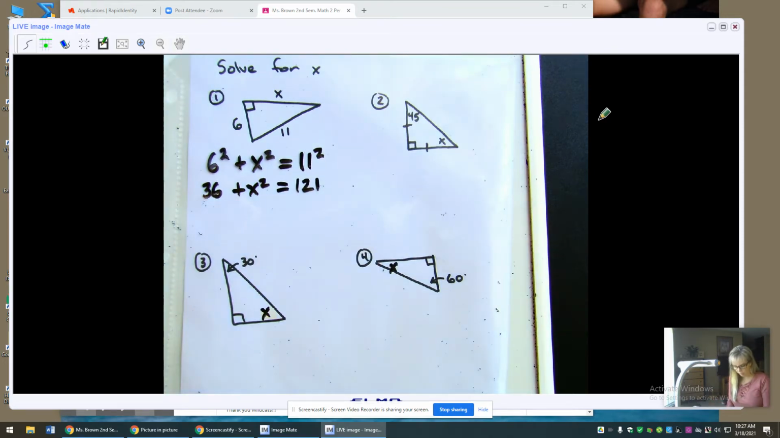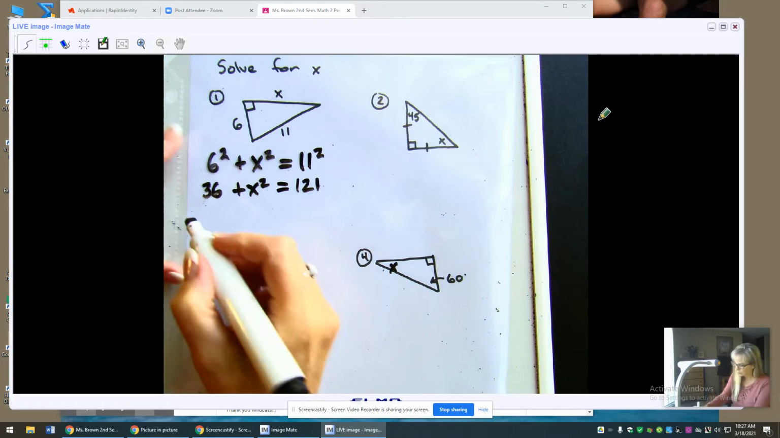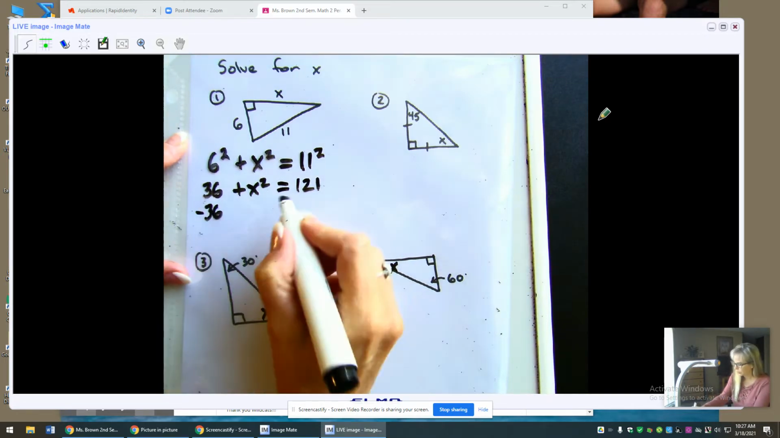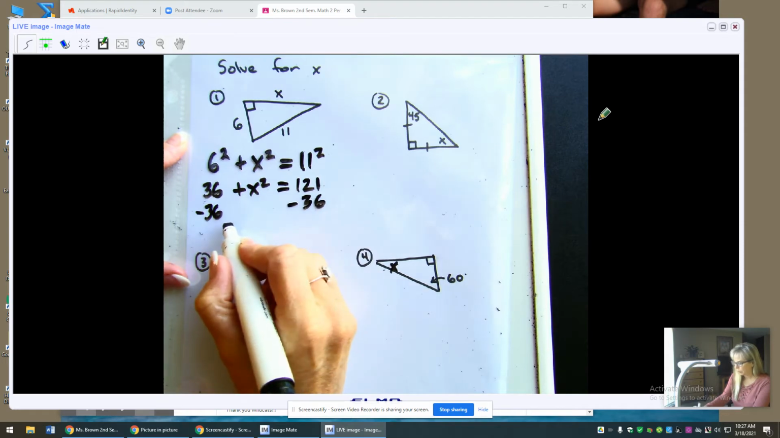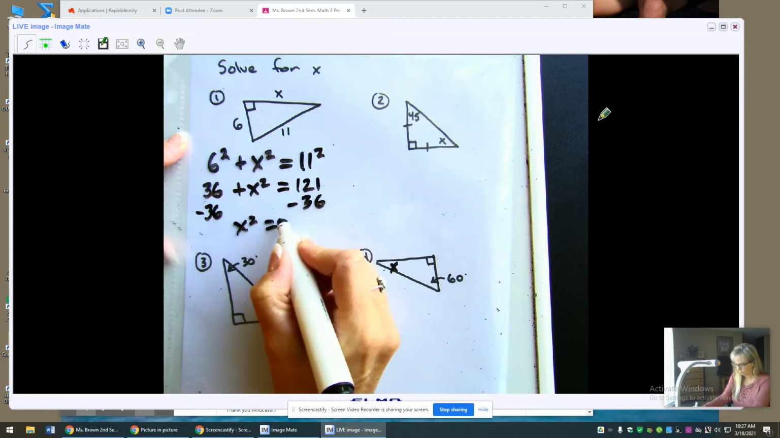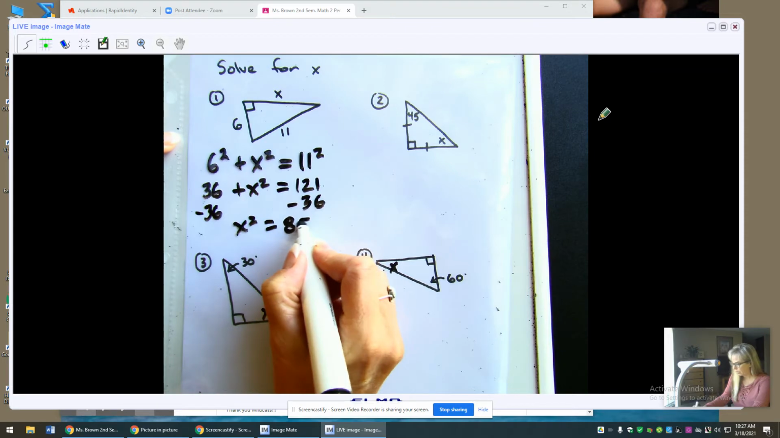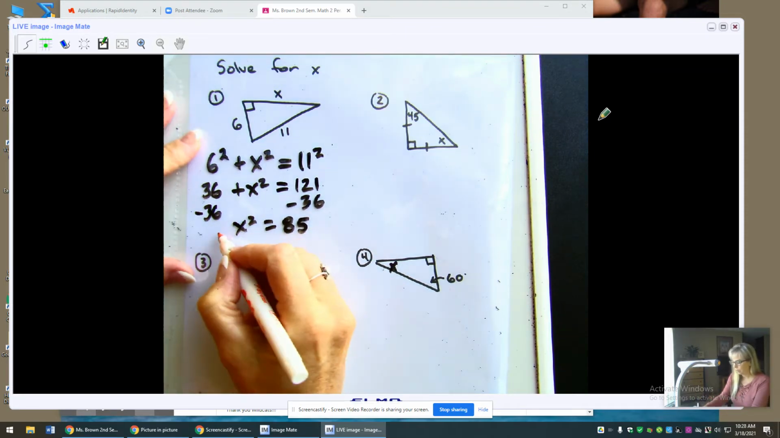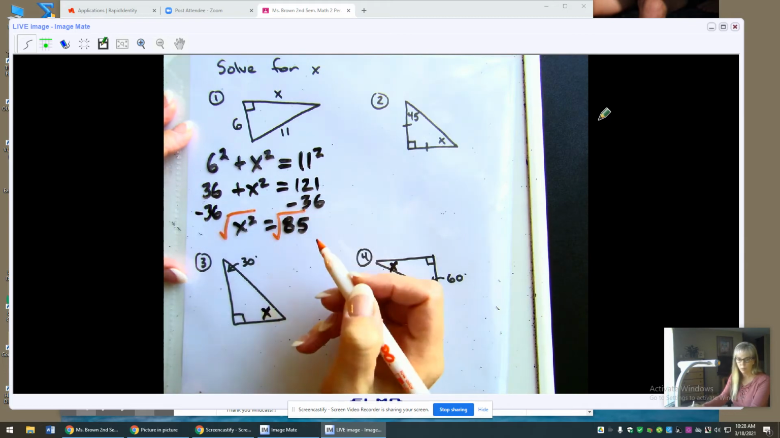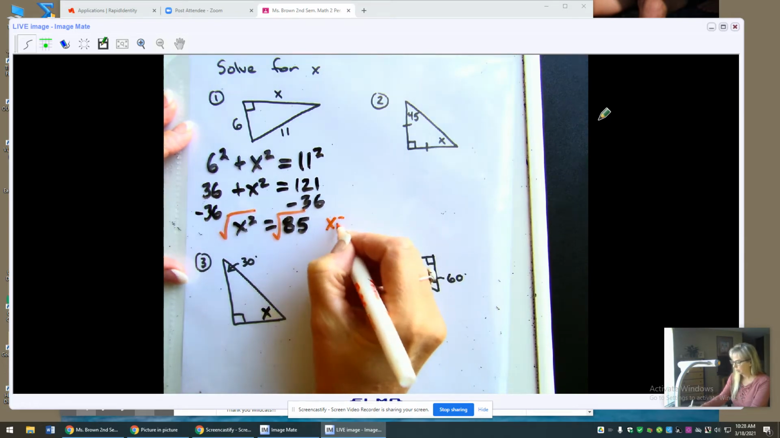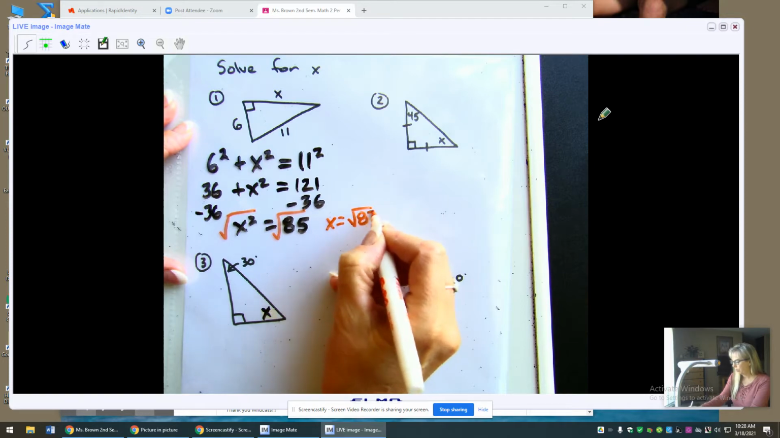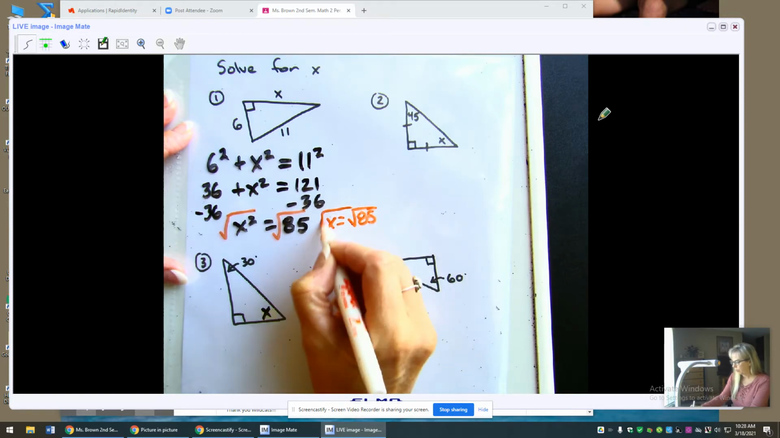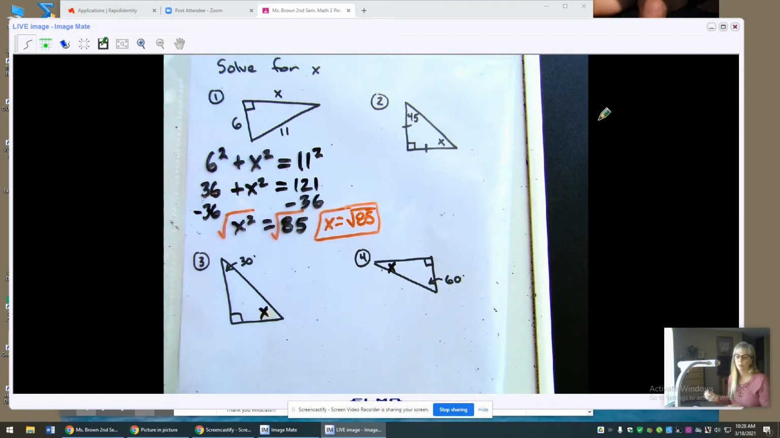and subtract the 36, adjusting things, subtract 36, and we get x squared is equal to 85. And to undo a power, we want x all by itself, we'll square root, and we get x is the square root of 85 is how Apex will leave it. Even if we could simplify that square root, Apex will leave it just as the square root.